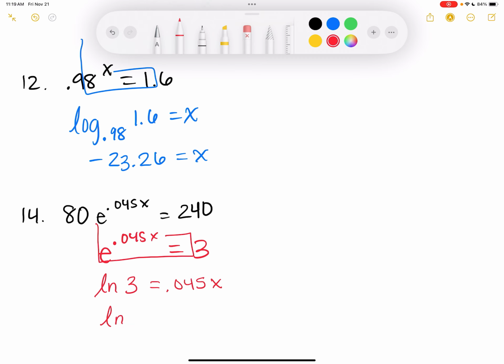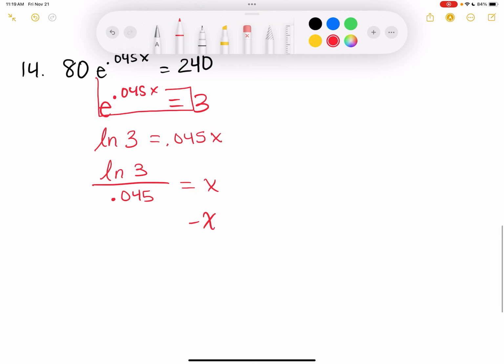So in your calculator, do ln of 3. Now make sure you close that parentheses if you're going to do it all in one step. If you're going to do it in separate steps, then you don't have to really worry about it. But divided by 0.045. And what do we get? 24.41. Is that what you said? Okay.